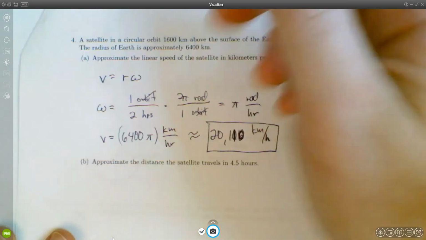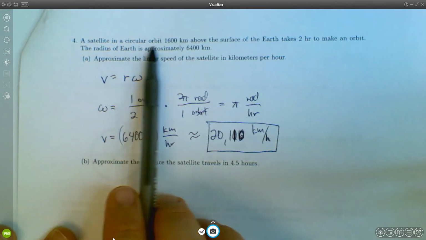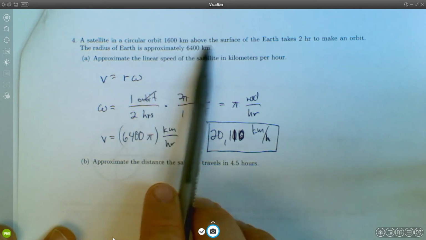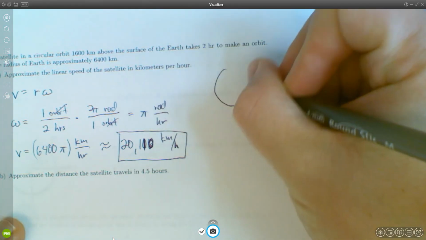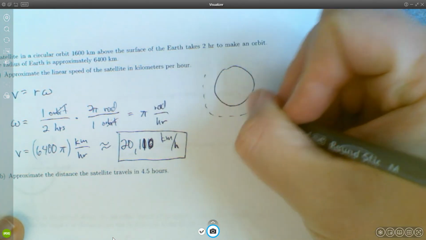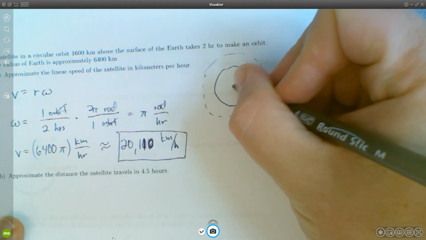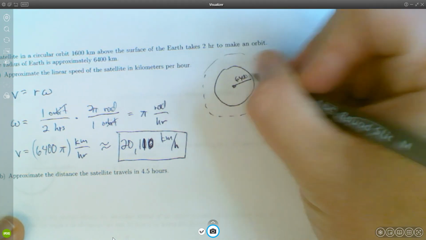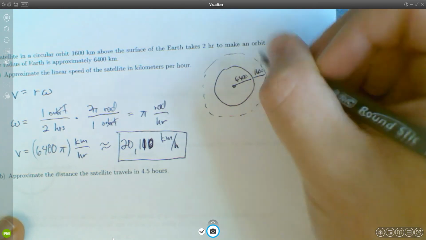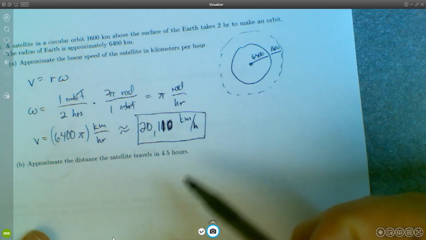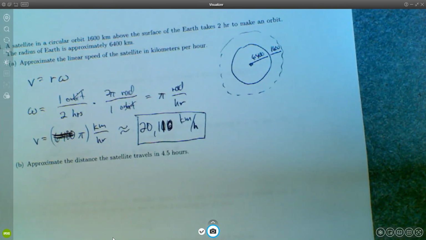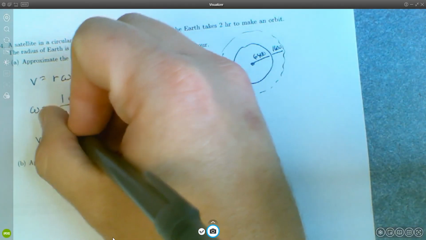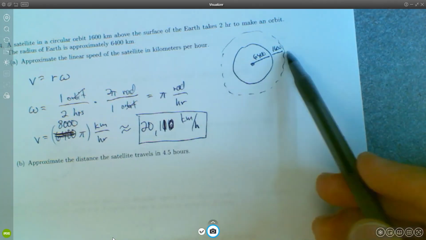Oh, no. I've led you astray. Hold on, because the satellite is in a circular orbit 1,600 kilometers above the surface of the Earth, and the radius of the Earth is 6,400. So really what we have is this situation. I apologize. The satellite is orbiting out here. This is 6,400, and then this is another 1,600. So really the radius is 6,400 plus 1,600. So that's 8,000. So that should actually be 8,000 pi, right?